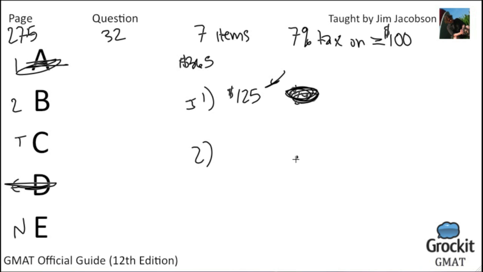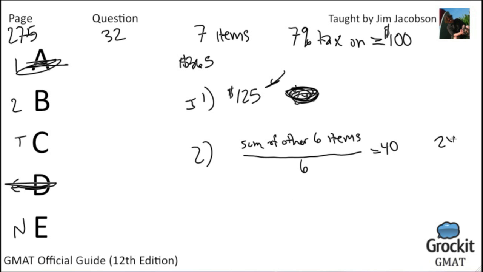Statement 2, the average or arithmetic mean price for the 6 items other than the coat was $40. So the sum of the other 6 items divided by 6 equals 40. And what that tells us basically is that the sum of the other 6 items was $240.